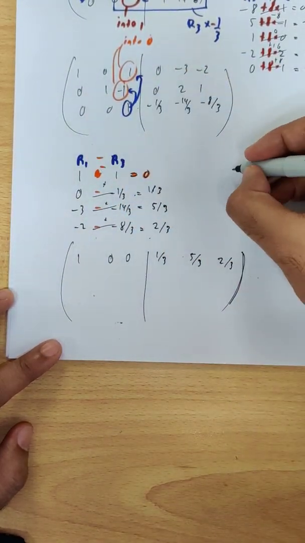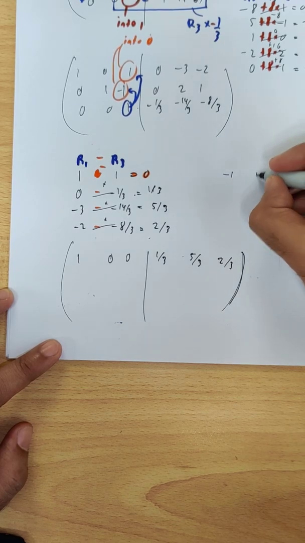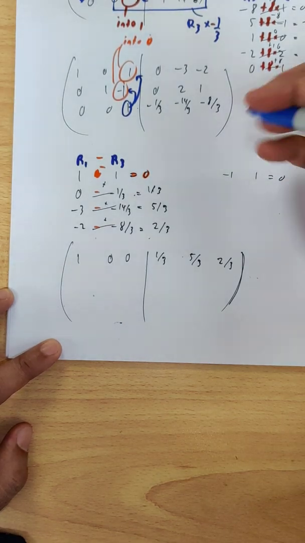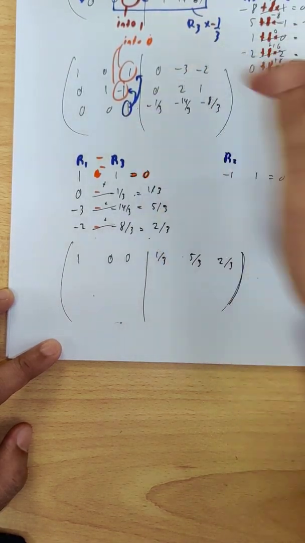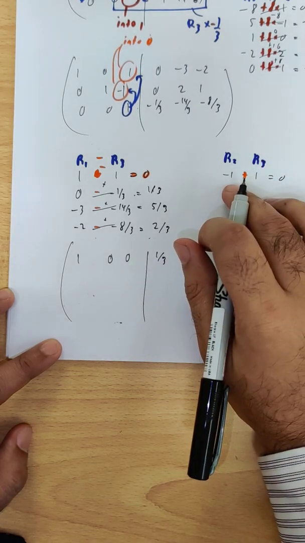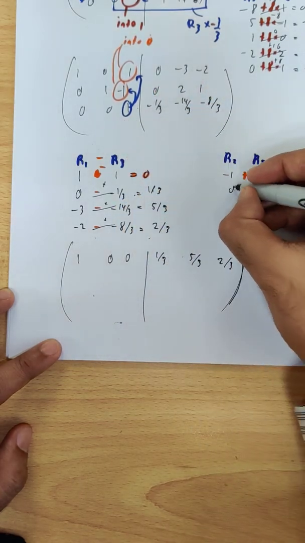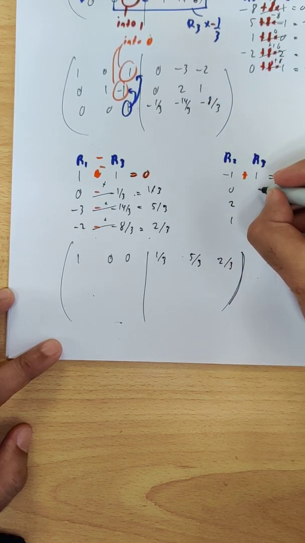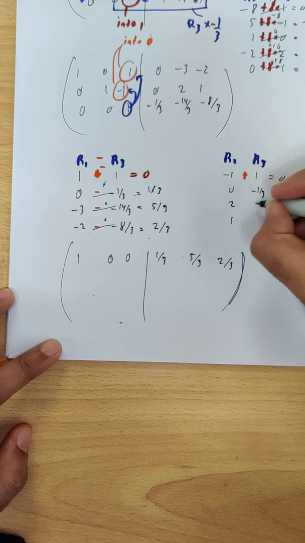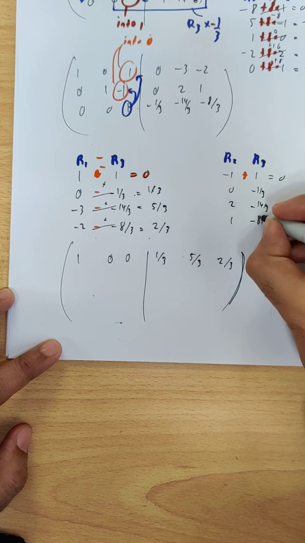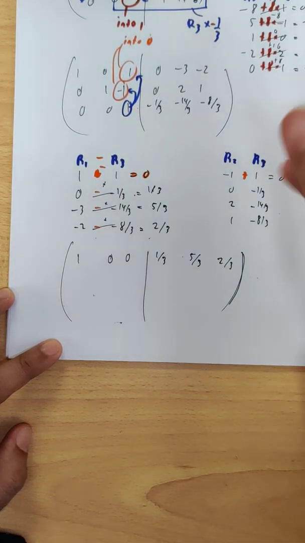So row 2, -1, attacking is 1. I want to make it into 0. Where do you get this -1 from? You got it from row 2. Where do you get this one from? I got it from row 3. So I add them up. What are the rest of the numbers from row 2? 0 to 1. The rest of the numbers from row 3, oh my goodness, -1/3, -14/3, -8/3. Just take your calculator and press them carefully. Good luck with your life.